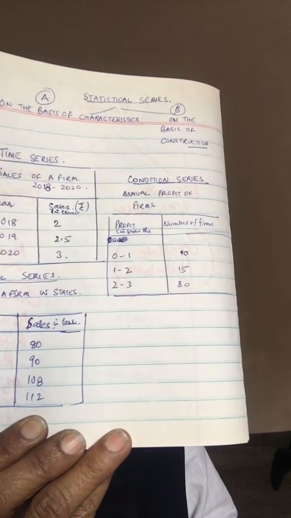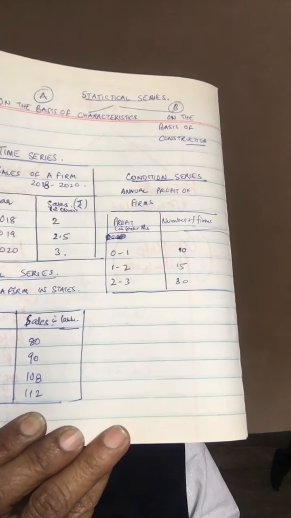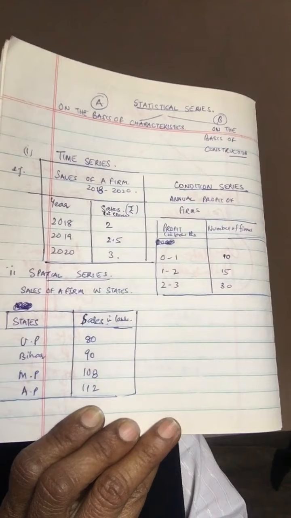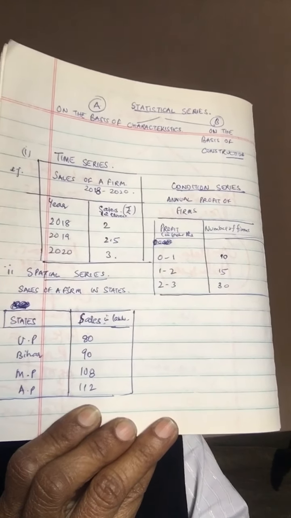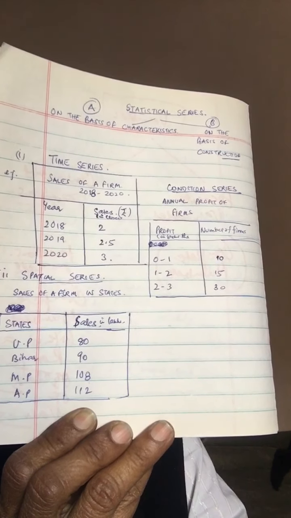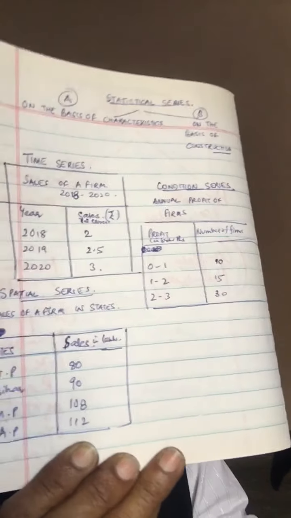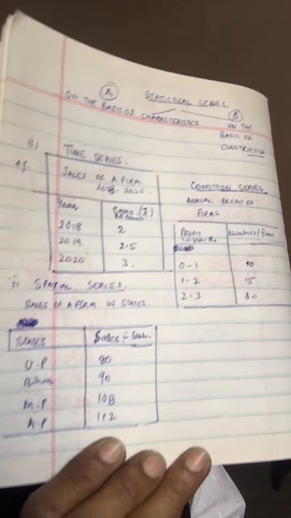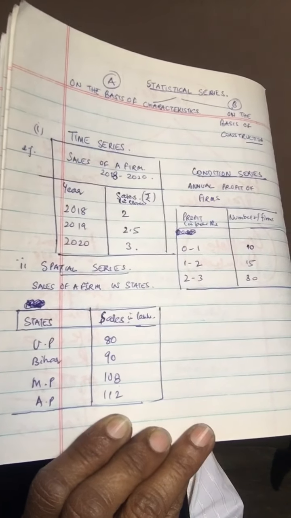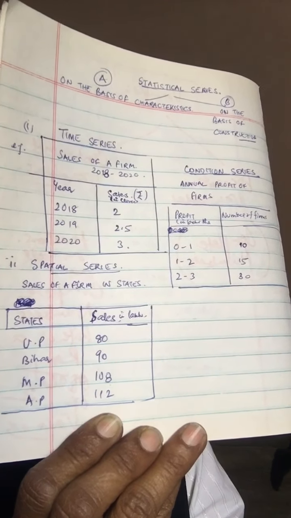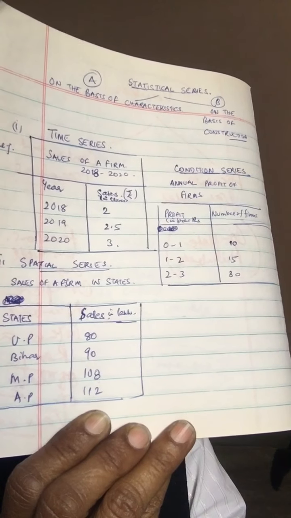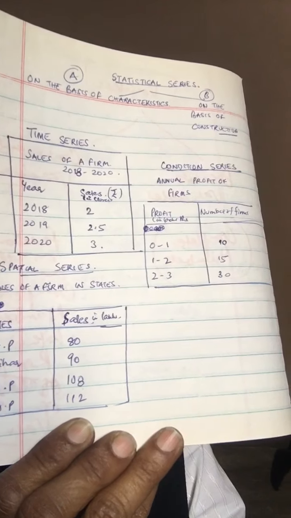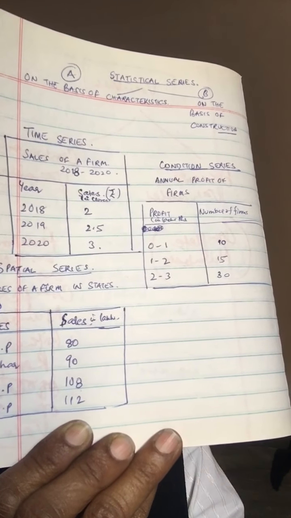Now we come to the spatial series. Here, when data are arranged according to geographical area or place, it forms a spatial series. In this, the time factor remains constant. We are not really talking about time here. What we are going to talk about is the place and the location. So the time factor remains constant, whereas the place or location changes.